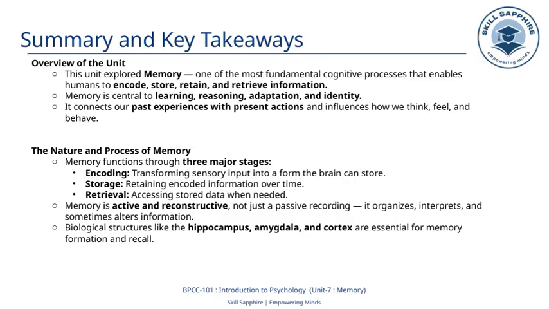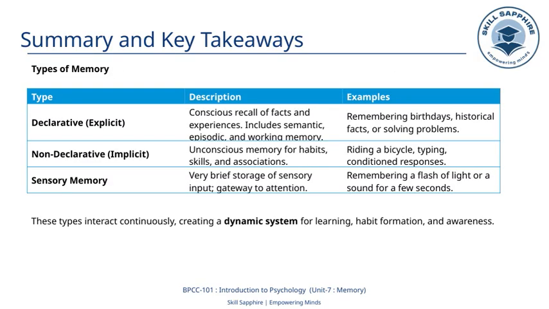Let's take a moment to review the key points about the different types of memory we've covered. First, we have declarative or explicit memory. This is the conscious recall of facts and experiences. It's what we use when we're remembering birthdays, historical facts, or solving problems. Think of it as the kind of memory you actively bring to mind.